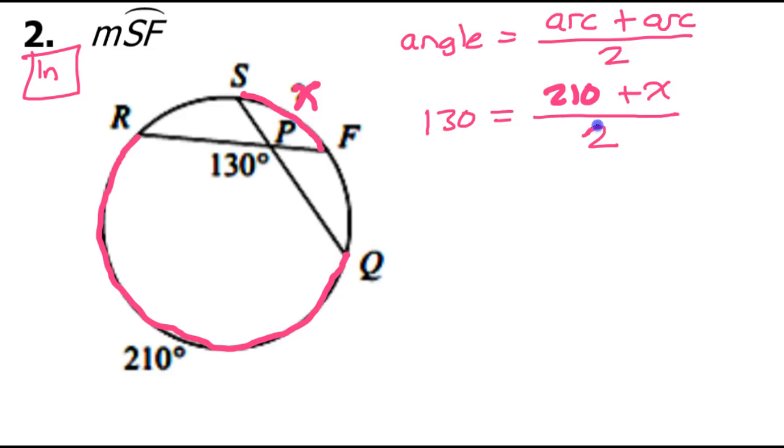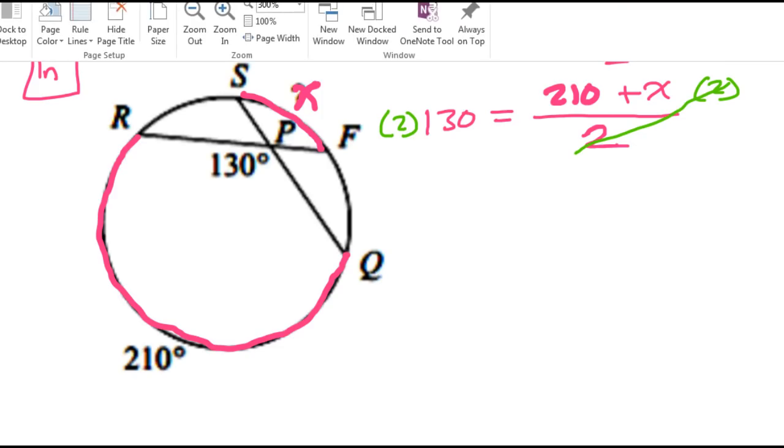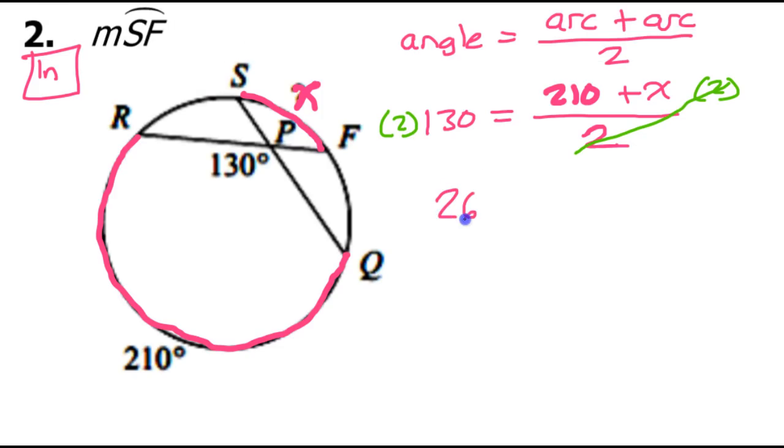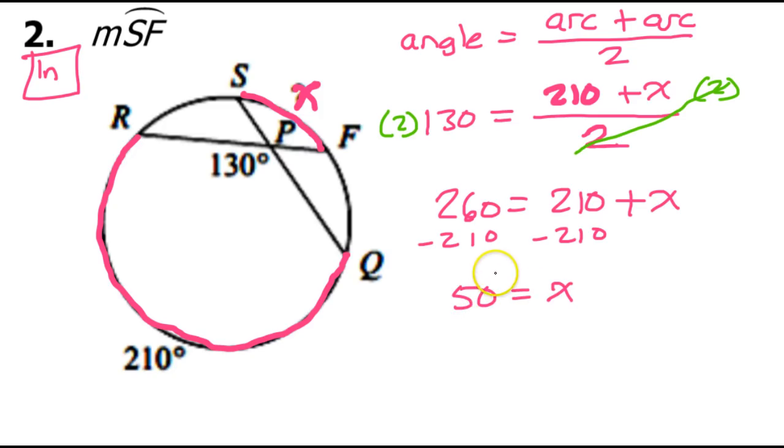So it's just a matter of how do we solve this equation. Well, we're trying to get x by itself, but we have this denominator. So the best thing to do is to start by multiplying both sides by the denominator. That way you can cancel these denominators out. So that's going to give us 260 is equal to 210 plus x. Then we can subtract 210 from both sides. So we're going to get x is equal to 50. Okay, so that is 50 degrees. So that's it for number 2.